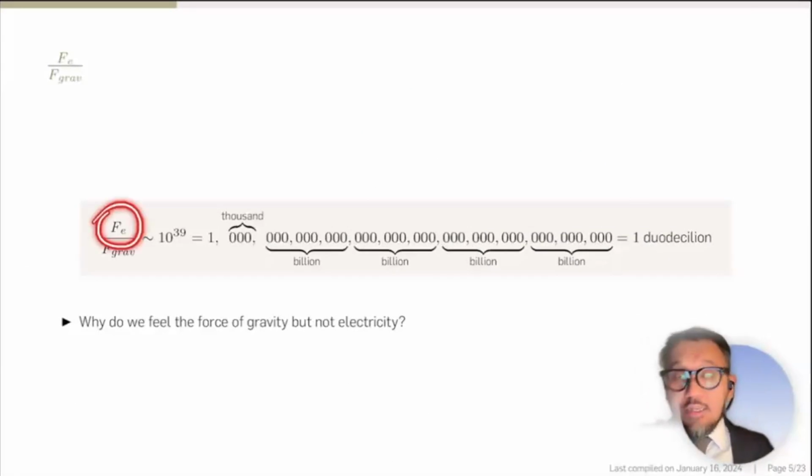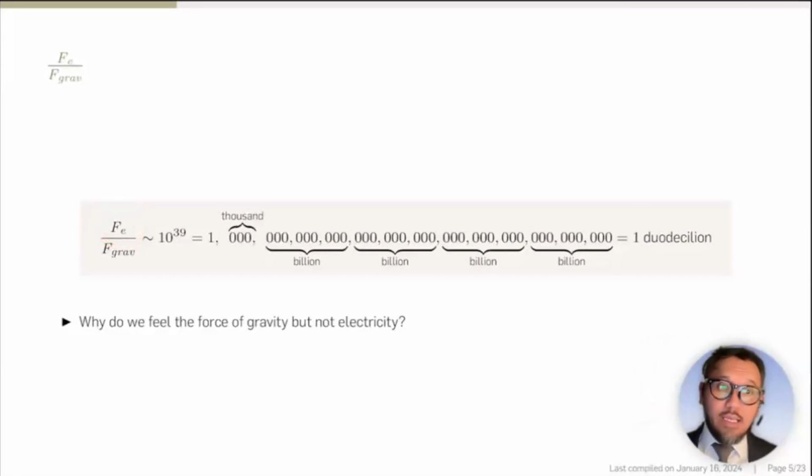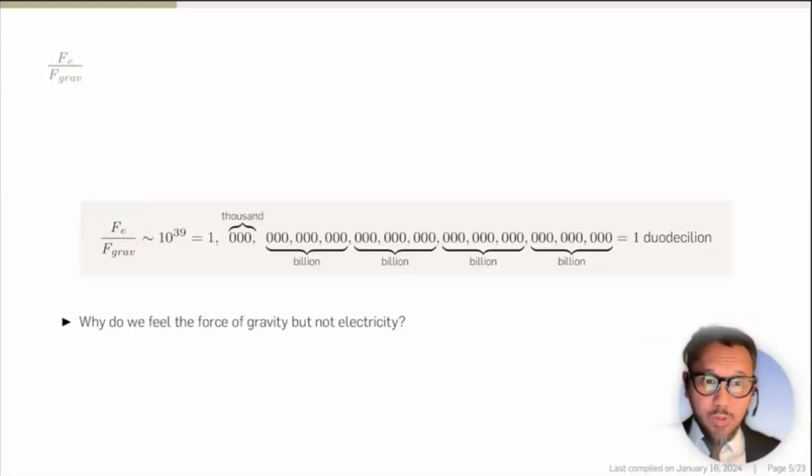So we know that the electrostatic interaction is far stronger than the gravitational interaction. The reason why we don't feel electrostatic repulsion as much or attraction as much is because most atoms in the world are neutral. Okay? So all of this is recap. This is the reason why I'm going really fast.